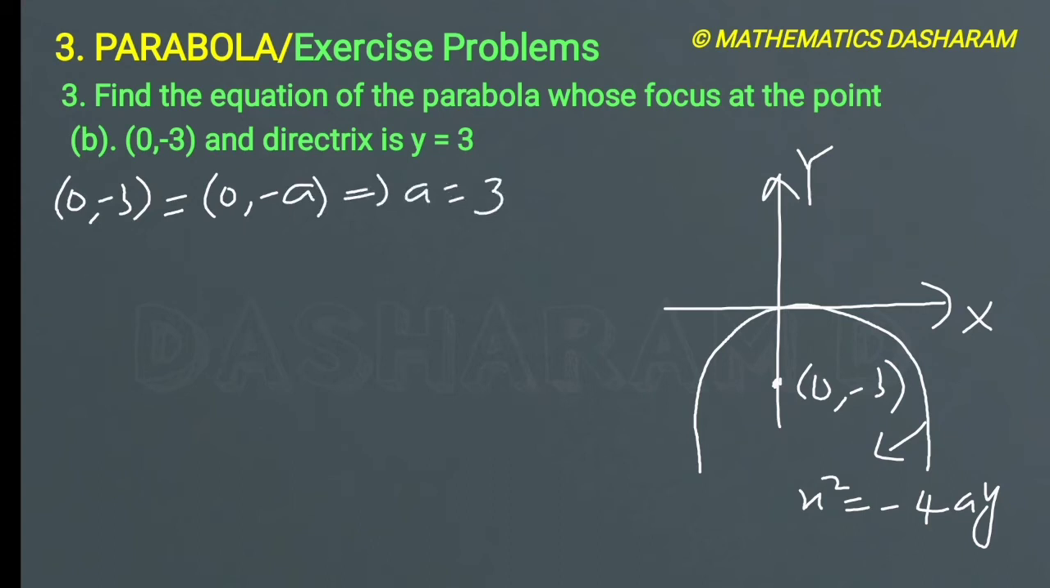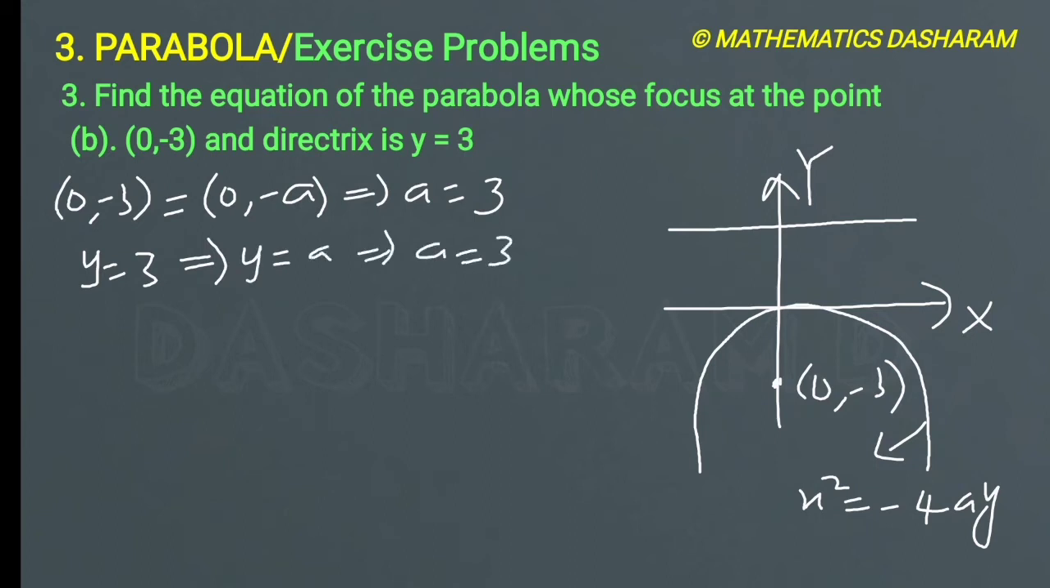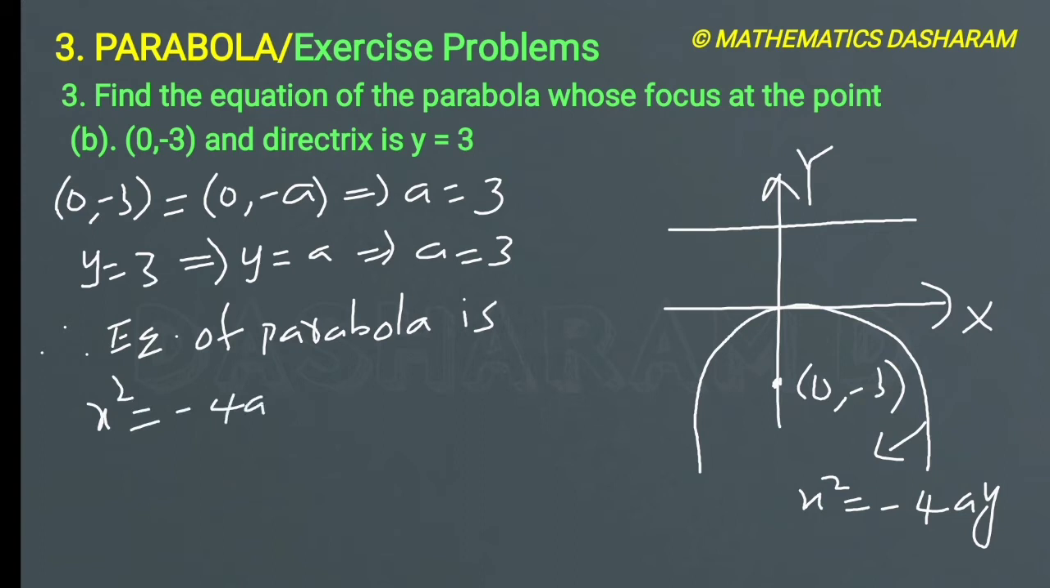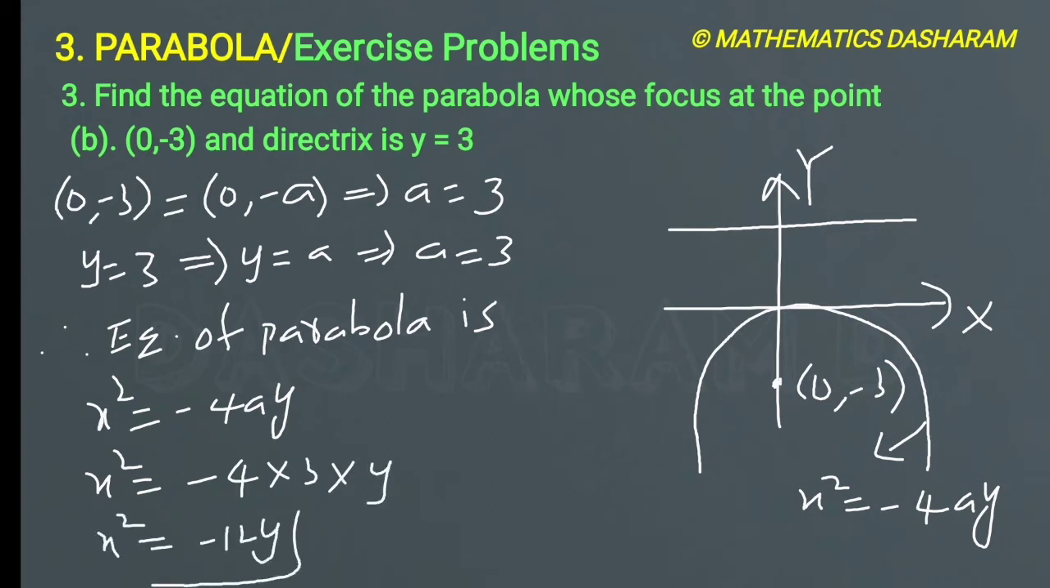Next, directrix. Directrix means fixed line. It will be on the positive direction of y-axis. So y equals to 3 can compare with y equals to a. So it implies a equals to 3. So therefore the equation of the parabola is x square equals to minus 4ay. So x square equals to minus 4 into a value 3. So then x square equals to minus 12y.